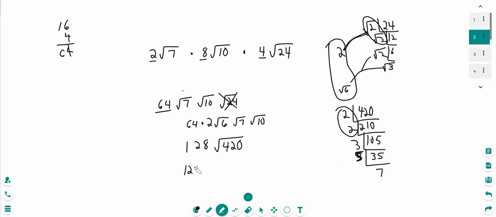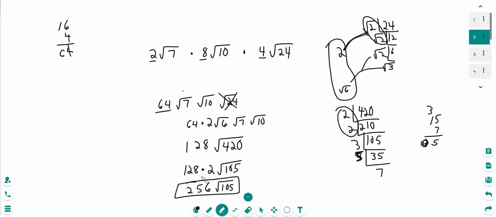So we still have this 128, but now we're going to multiply it by the 2 that we pulled out. And then we still have a 3, 5, and a 7 underneath the radical. So 3 times 5 is 15. 15 times 7 is 105. So we end up with times 2 times the square root of 105. And now we can multiply these two coefficients again. So 128 times 2 is going to give us 256. 256 times the square root of 105.